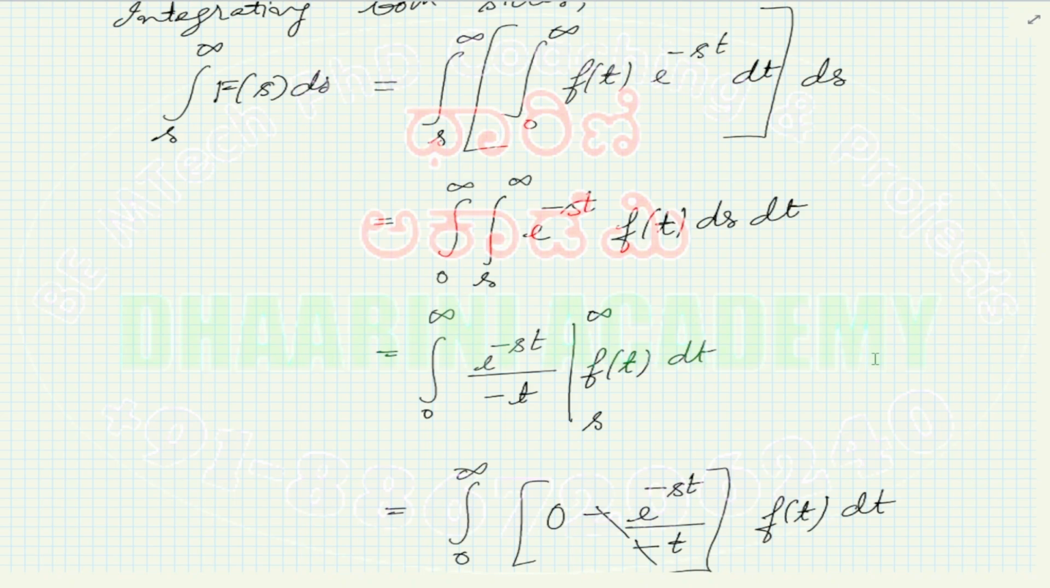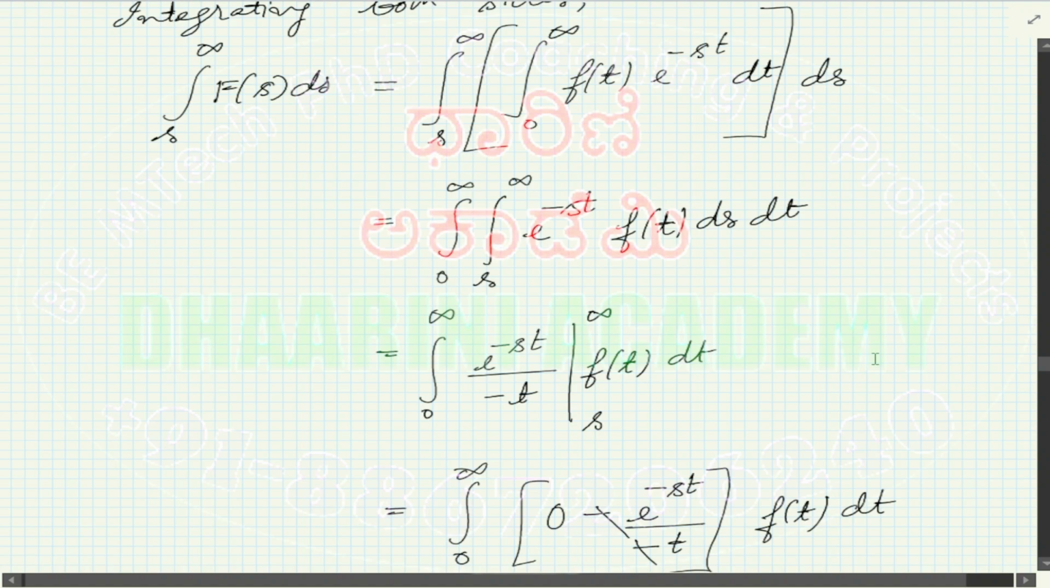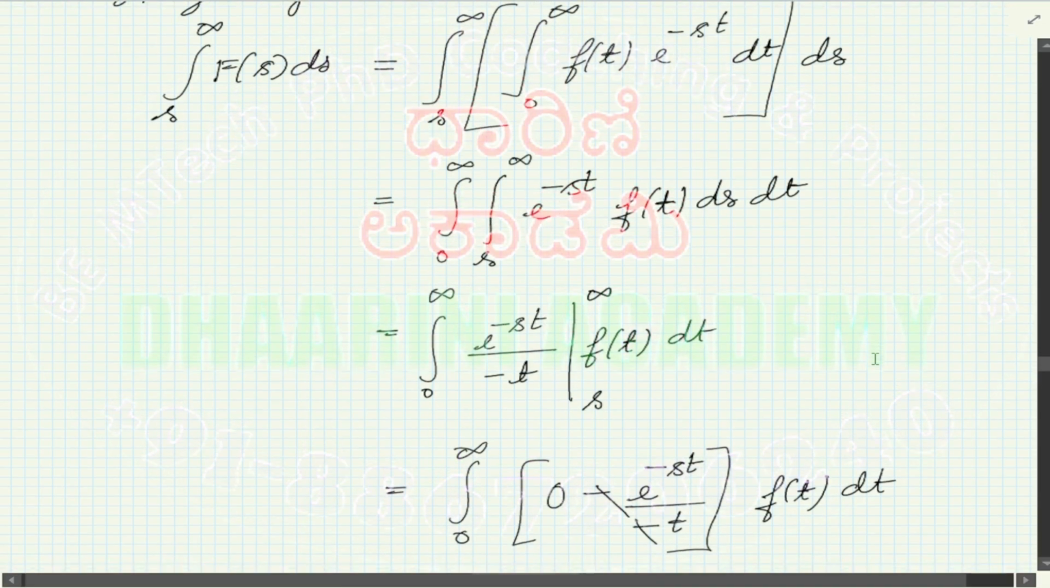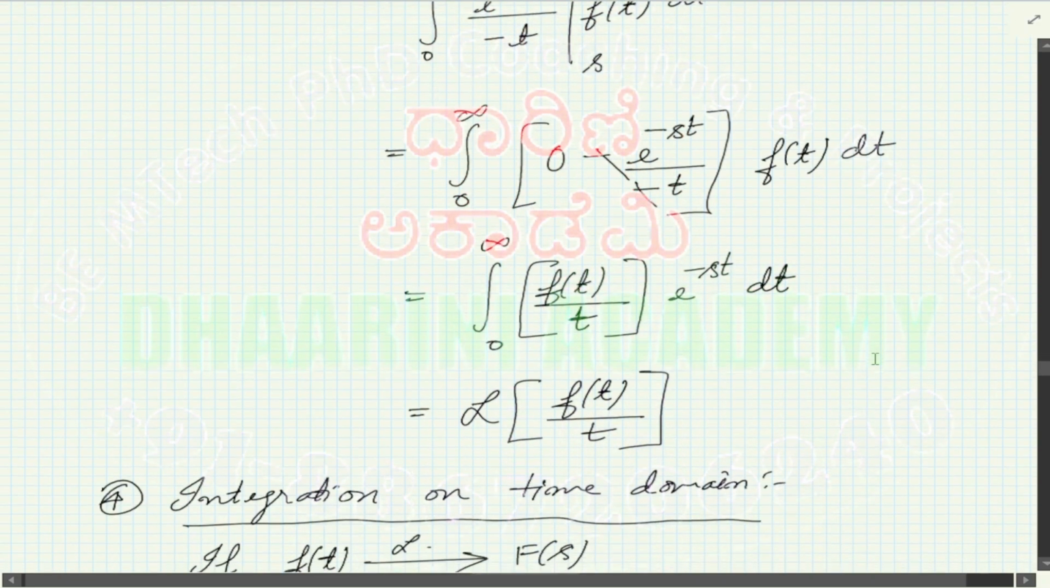So you can see that the integration is applicable only to the terms containing s. So e to the minus st ds we apply. So that is e to the minus st by minus t, because integration is happening with respect to s, not with respect to t. So e to the minus st by minus t into f of t dt. So when we substitute the value of s as infinity and s as 0, we can see the first term becoming 0 and the second term e to the minus st by minus t, where the minus cancels out.